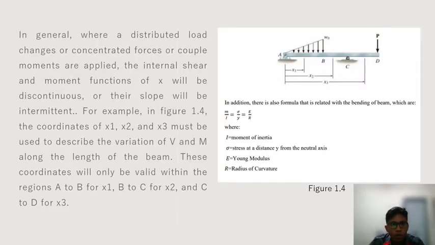Next, in general, if a distributed load, concentrated force or couple moment is applied, the internal shear and moment functions of x will be discontinuous, or their slope will be discontinuous. For example, in figure 1.4, the coordinates x1, x2, and x3 must be used to describe the variation of F, V, and M along the length of the beam. Thus, the coordinate will only be valid within the region A to B for x1, B to C for x2, and C to D for x3.